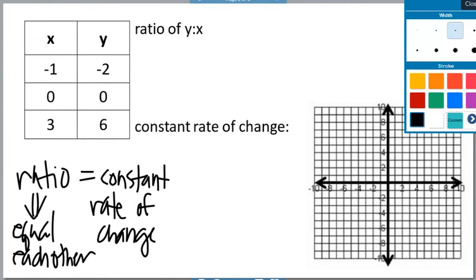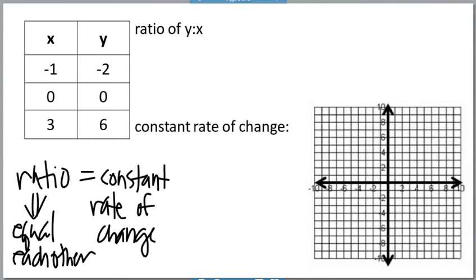Okay, so as of right now, that's what we've been looking at to determine whether something's proportional or not. So let's do that first. Our ratio of y to x. So I have negative 2 over 1, and that equals negative 2. Now the negative 2 over negative 1 equals positive 2.